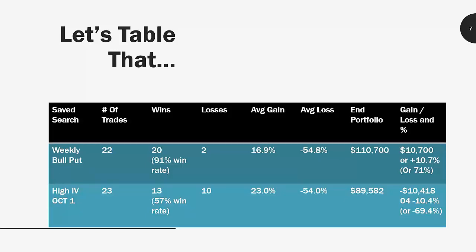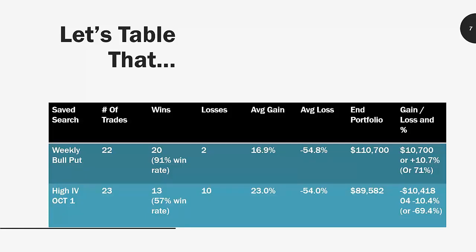The high IV search we created last week for bull put credit spreads only had 23 trades, only 13 wins of the 23 total trades, a 57% win rate. Average gain was higher, 23%. There were some 32 and 33% positive returns in those positions. But again, if you don't have a win ratio near 75, 78, 80%, you're not going to be successful.